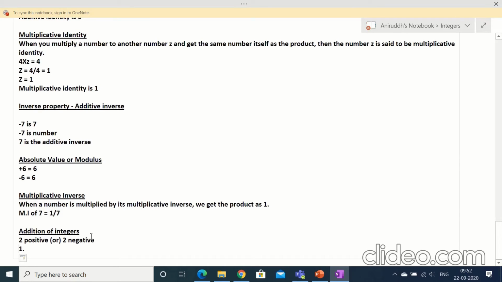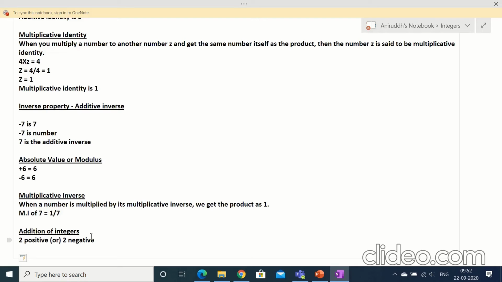The first step is, only one step is there. We need to add the numbers and keep the same sign. So if it is two negative numbers, we should not check the sign. First add the numbers and keep the same sign.